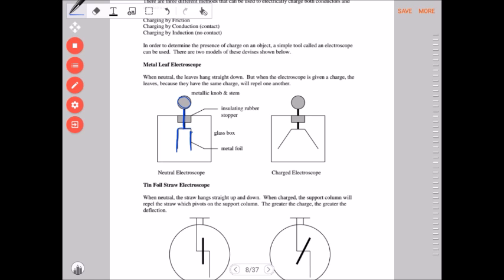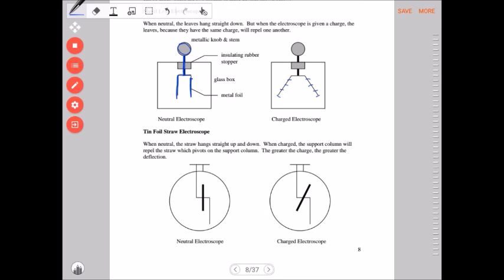Now, you have this insulating rubber stopper, so that makes sure that we don't lose any of our charge to the glass box on the outside. Remember, glass is an insulator as it is, so it's just there to hold everything. So when we end up with a charge on this electroscope, let's say we put a negative charge on it, the leaves of the electroscope will all be negative, so then they spread apart. Now, this also happens when they're positive, but we'll get into that in a little bit.